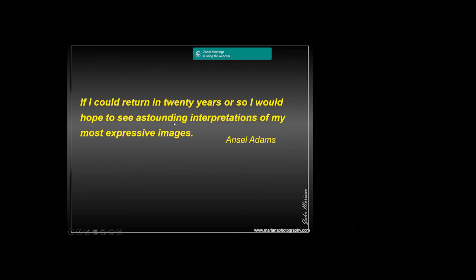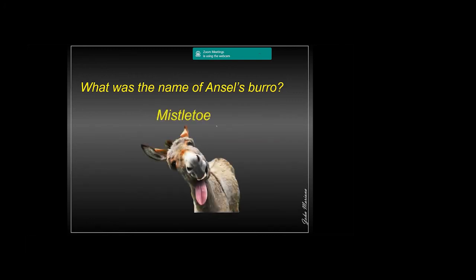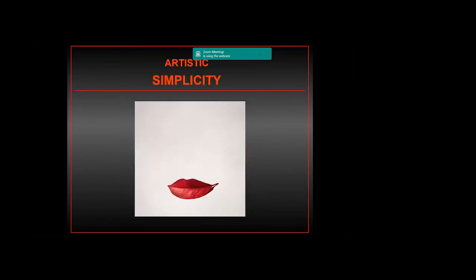And I thought it's so interesting that he would say, hope to see astounding interpretations. And also, I think he would think that the digital darkroom is just as effective and maybe even more so than the actual wet darkroom. So what was the name of Ansel's burro? Nobody knows, I'm sure. It was called Mistletoe. Ansel died in 1984, so he was 82 years old.